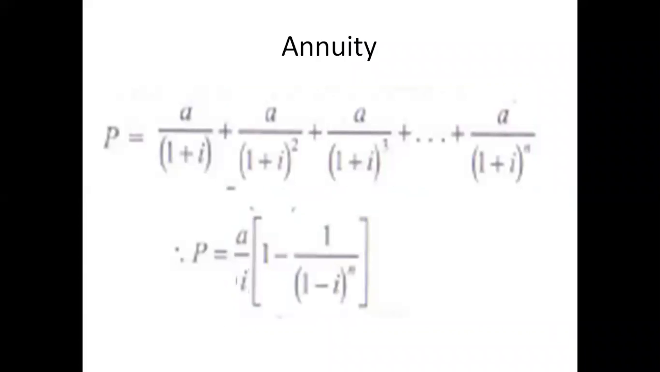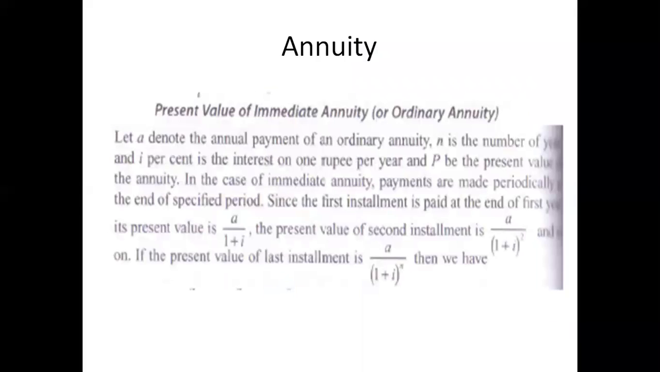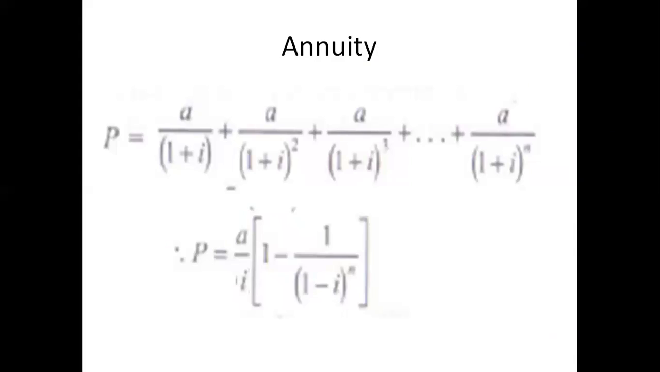Now we are talking about the present value of an annuity. It means if we are paying a certain sum, what is the value of that particular sum to us after a certain period of time. Previous day we talked about this formula, the present value of an immediate annuity. We are on this slide, and this is the formulation.